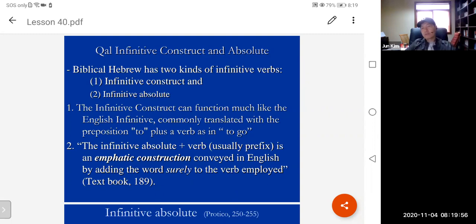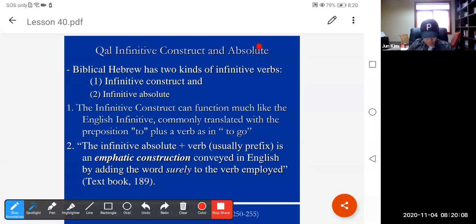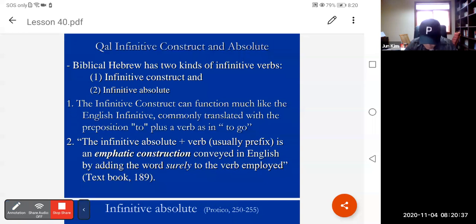Thank you. So now, what is the function of infinitive absolute? To emphasize the meaning. As you can see, it normally appears with another verb, usually in the prefix form. So in this case, what are you going to do? You need to emphasize the meaning of the verb by adding surely. Is that clear? That is the number one and the most important function of infinitive absolute. But you need to also be aware of other functions of infinitive absolute. We are going to talk about it later. Let me just move on.